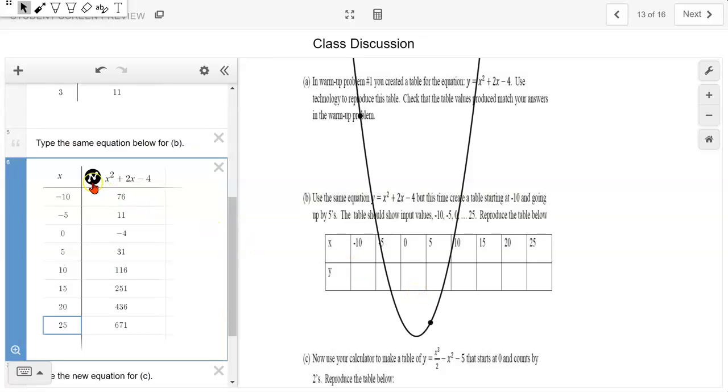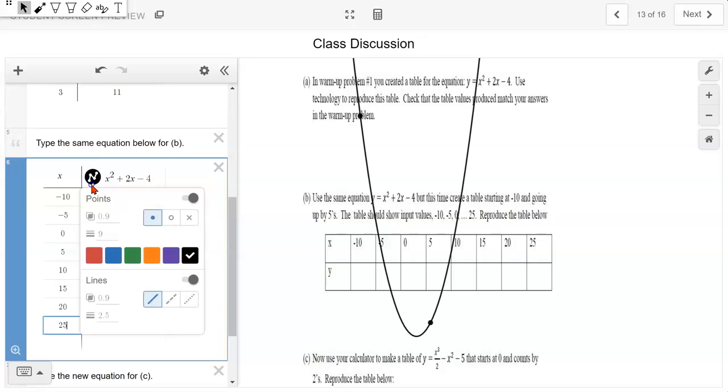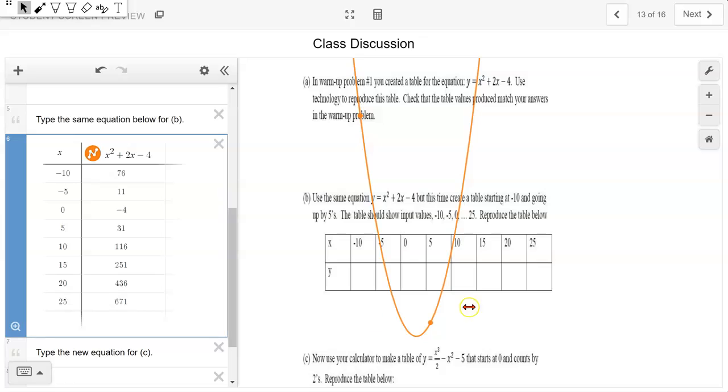You can change the color if you want to. Just click on this black for like 2 seconds, and you can change red, blue, green, orange, or purple. So let's try orange. And that's the graph, and this is the table. Or if you don't want to see the parabola, just click on that orange, and that's it.